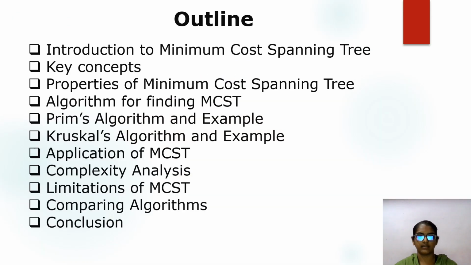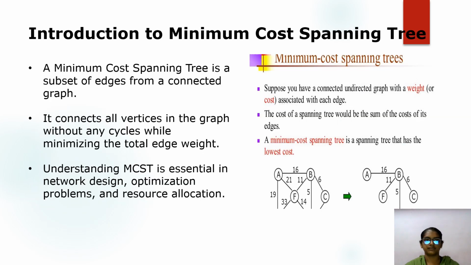Let's go to the next slide. Outline of my presentation: Introduction to minimum cost spanning tree. Key concepts. Properties of minimum cost spanning tree. Algorithm for finding minimum cost spanning tree. Prim's algorithm and example. Kruskal's algorithm and example. Application of minimum cost spanning tree. Complexity analysis. Limitations of minimum cost spanning tree. Comparing algorithms and conclusion. Let's start our presentation.